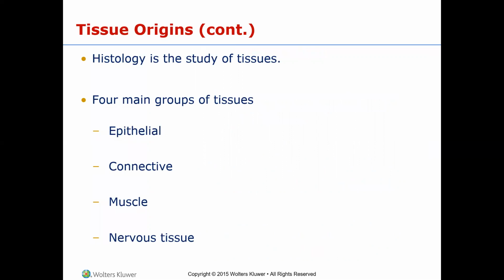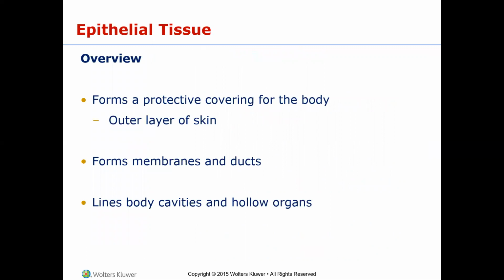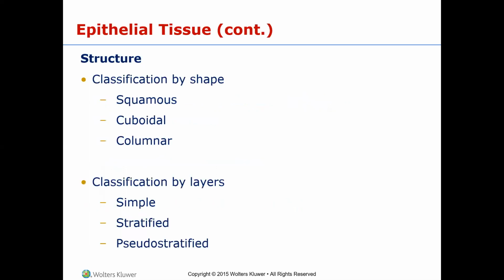So histology is the study of tissues. There are four main groups: the epithelial, the connective, the muscle, and the nervous. They form a protective covering for the body, such as the outer layer of the skin, and it also forms membranes and ducts around organs and ducts in the lining of glands. It lines the body cavities and hollow organs as well.